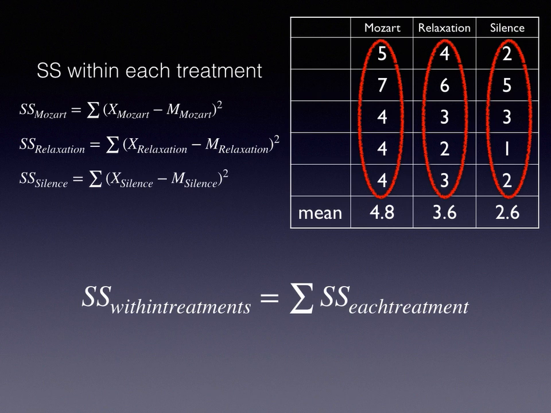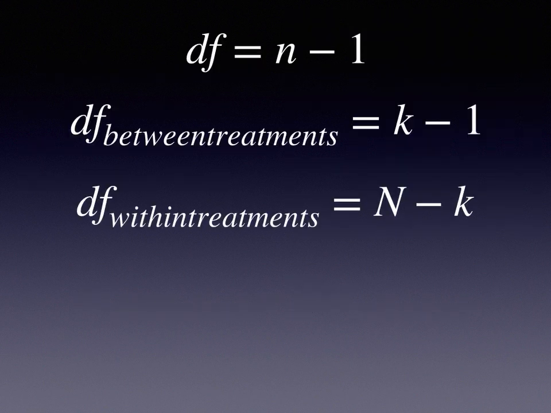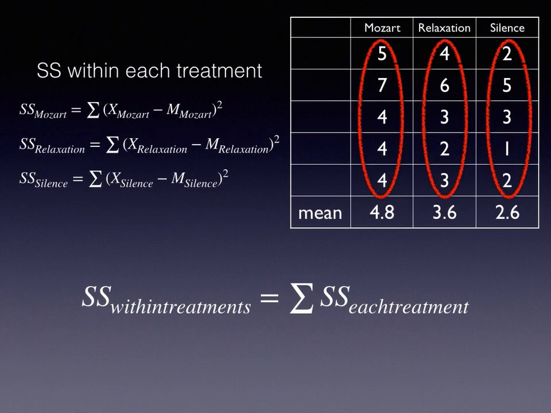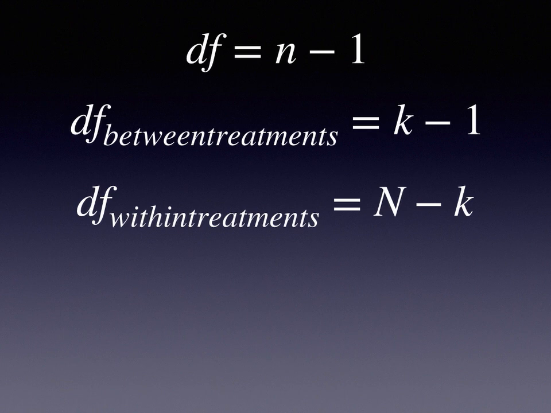You get the same answer when you follow this formula. Big N is the number of scores you have. K is the number of conditions. It's like subtracting 1 for every condition that you have, just like we did here. So 4 plus 4 plus 4 is 12 degrees of freedom. 15 minus 3 gives you the same answer. It's 12 degrees of freedom within treatments.